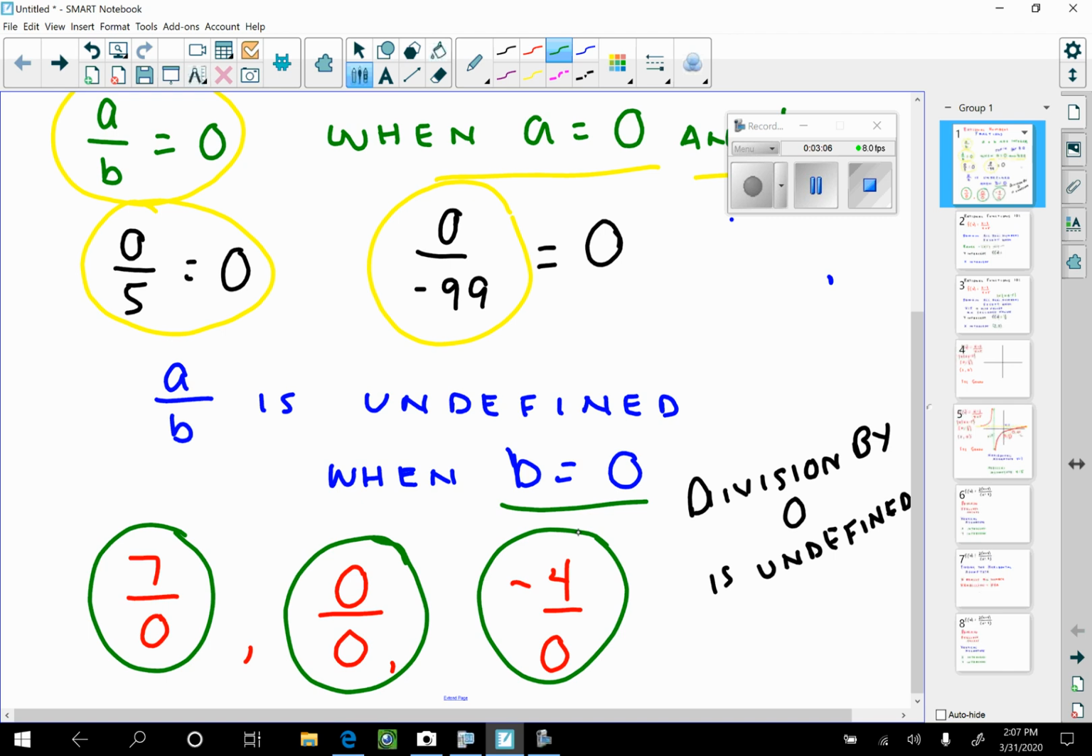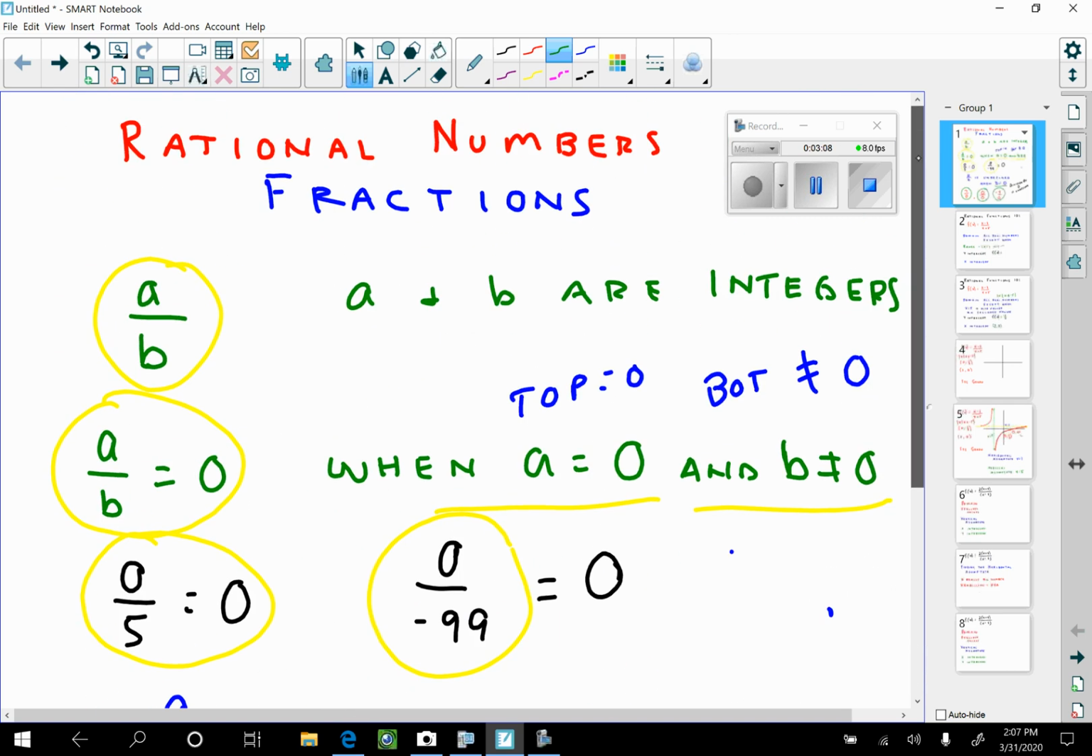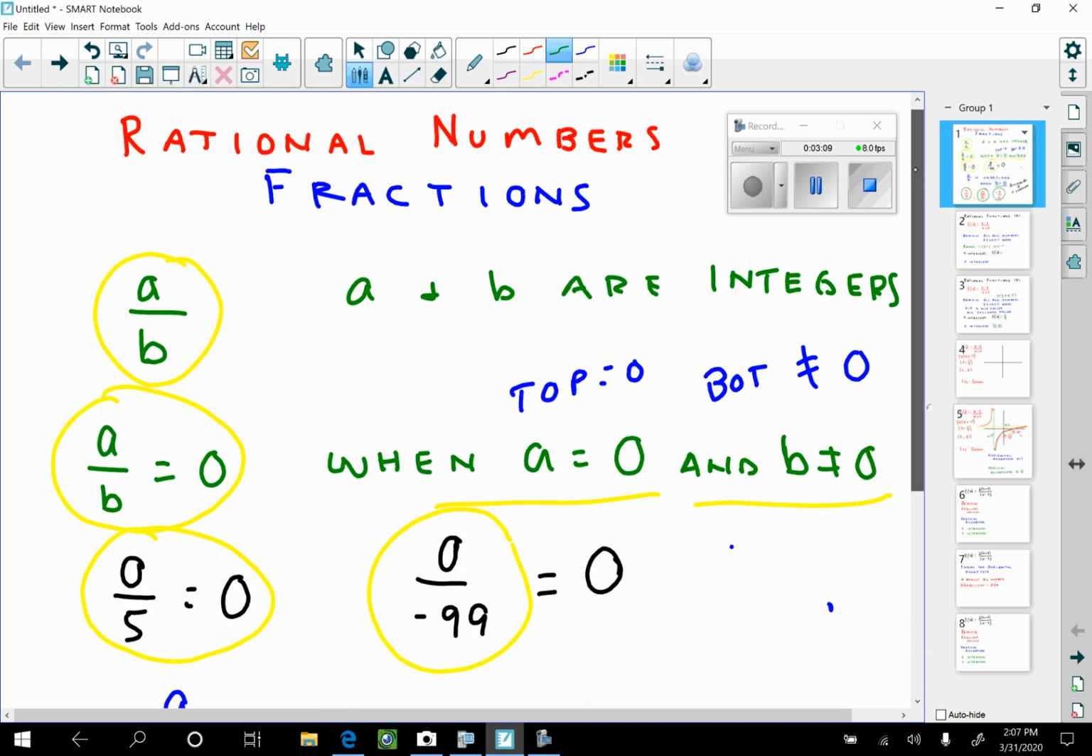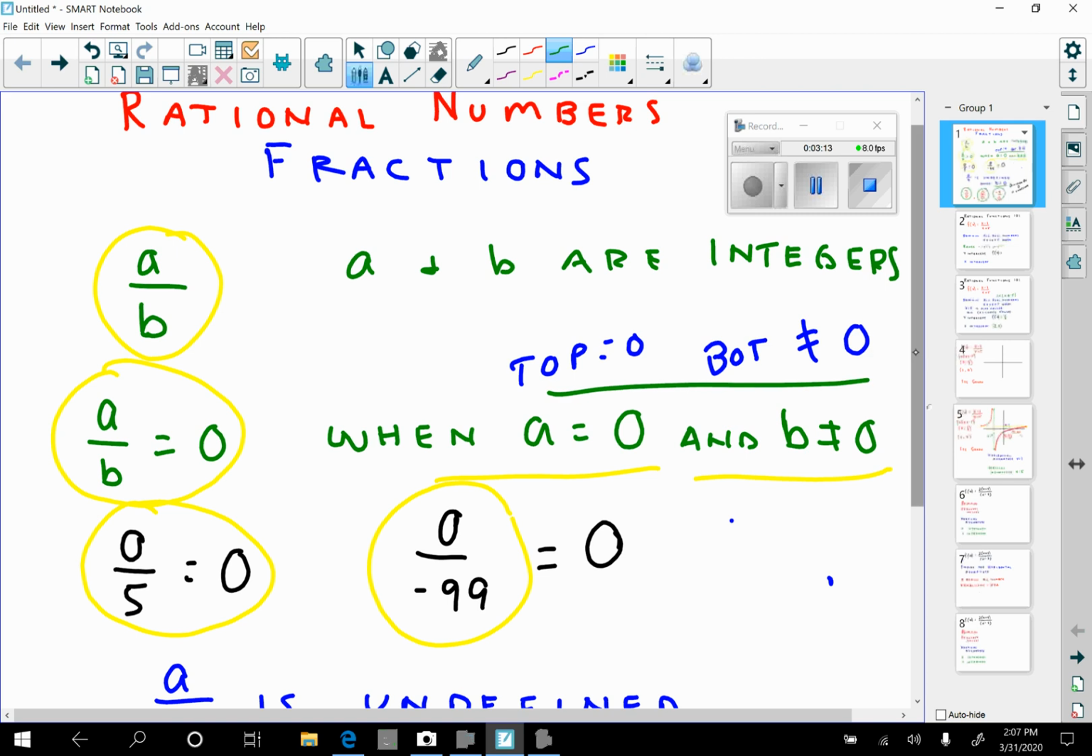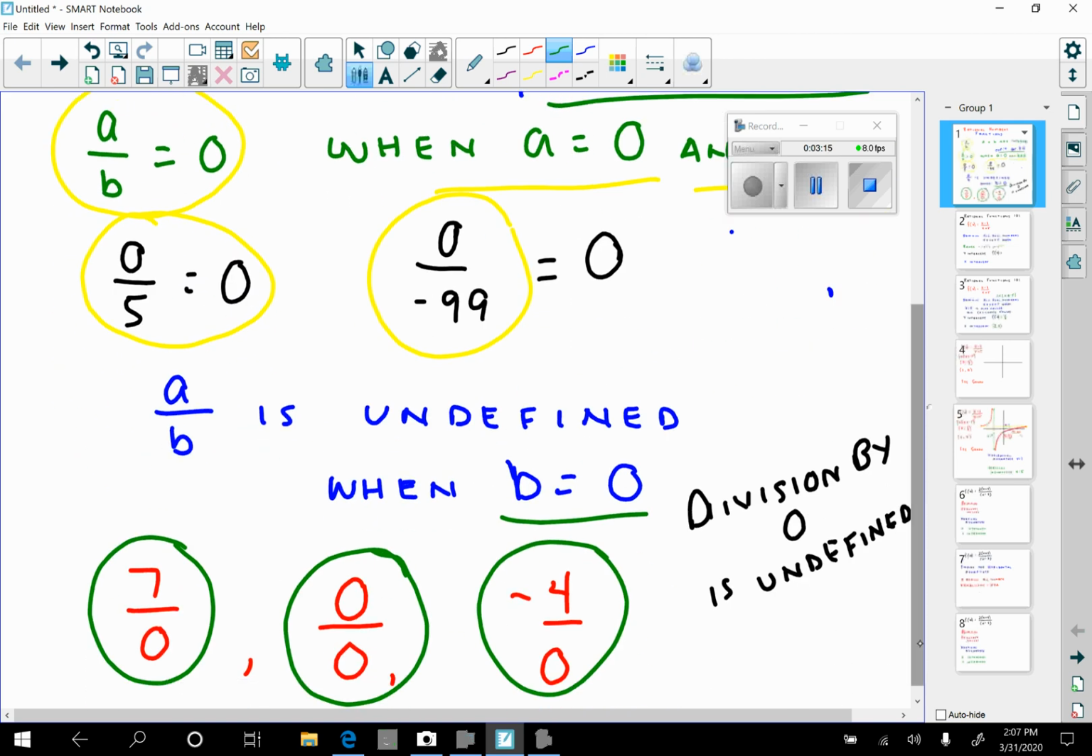So we have a very quick review of fractions. A fraction is 0 when the top is 0 and the bottom is not. A fraction is undefined when the bottom is 0. Division by 0 does not exist.